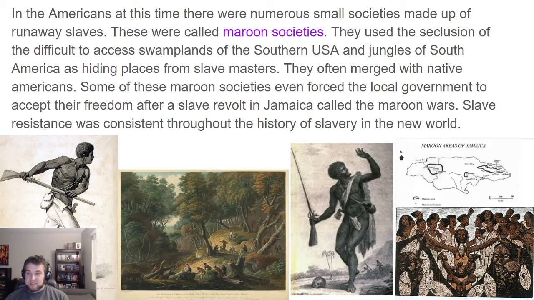But yes, slave resistance will be consistent throughout the history of slavery in the New World, and it definitely shows the unjust nature of this system. Let me mention too, these maroon societies usually created alliances with Native Americans, and it's pretty common that if you meet someone who's Native American, they will have some African blood in them, because there was this sort of alliance of opposition against European powers in the New World.